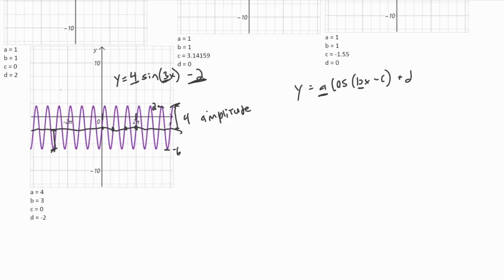Our b is our horizontal stretch or compression. So if b is bigger than 1, then we're going to be compressing horizontally because we're going to be cycling through the unit circle faster. If our b is less than 1, then it's going to be stretched out and it's going to take longer to complete each cycle. So if we had, instead of this being 3x, if we had it 1/3, then instead of finishing at 2 pi, we'd finish at 6 pi.